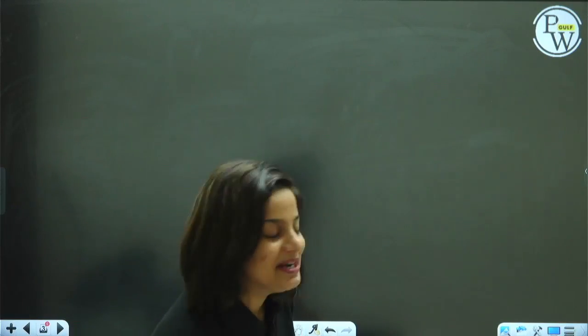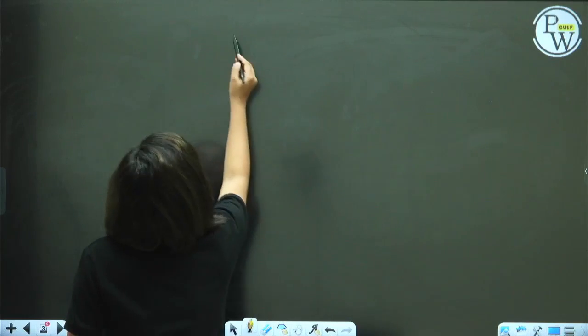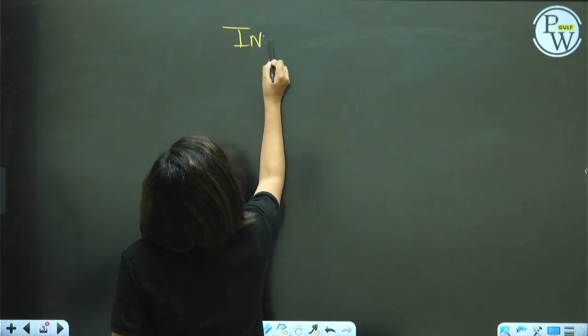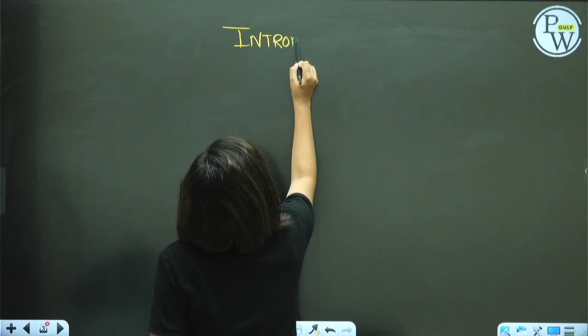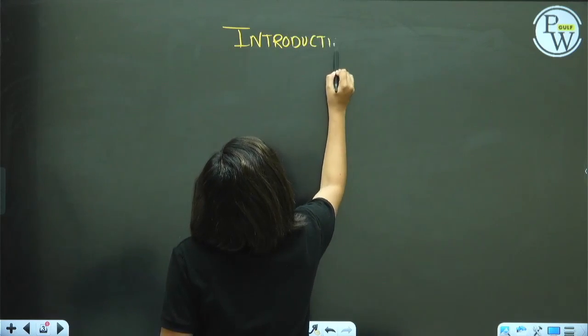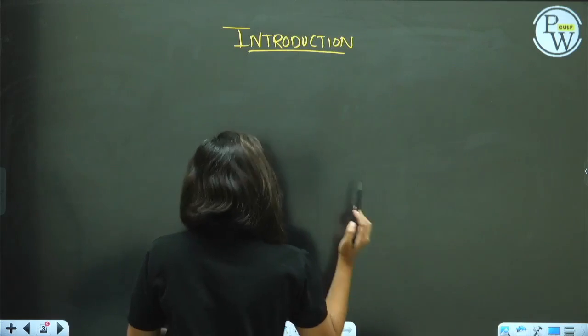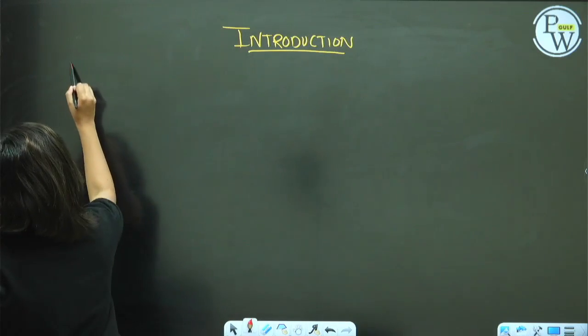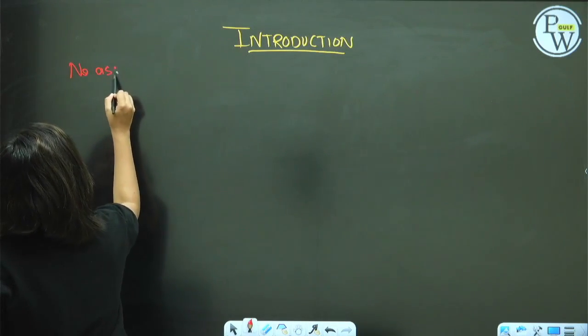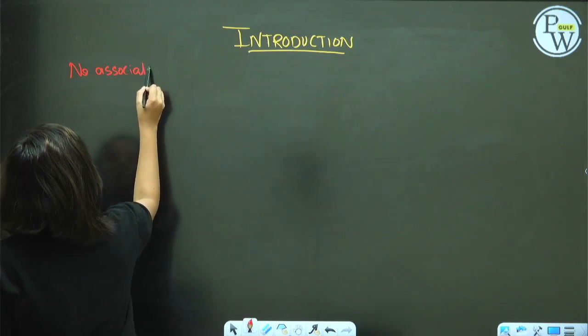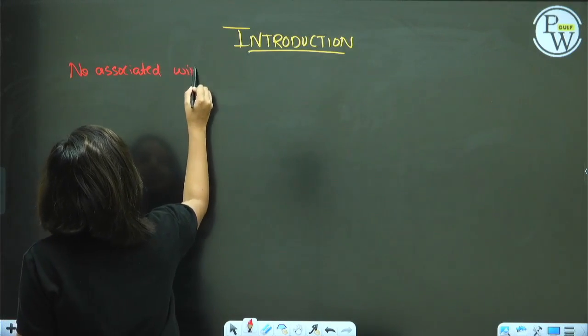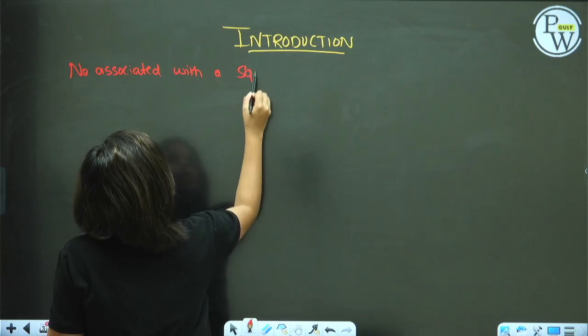Introduction to determinants. What do you mean by determinant? What do we understand by determinant? So in simple words, determinant is a number associated with a square matrix.